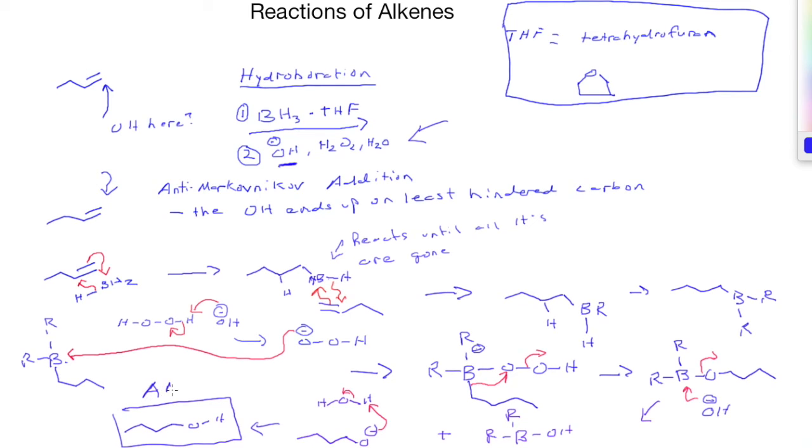So we'll just write AM, anti-Markovnikov. So that's how hydroboration works. This again, remember, is going to happen right here. This is going to go 2 more times until all the R groups are gone, and this eventually ends up as BOH3.